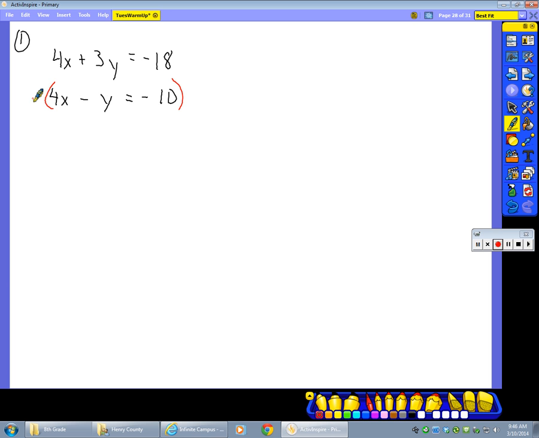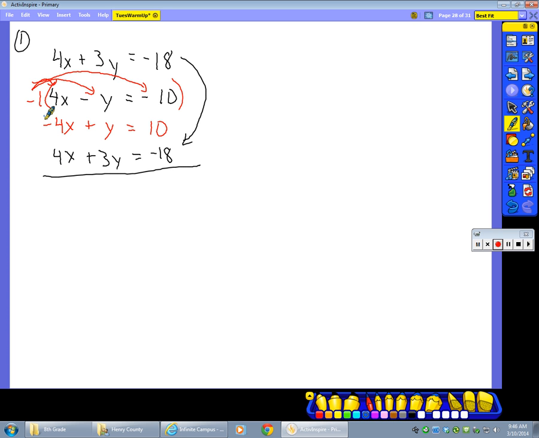Yeah, that's right. I'm going to multiply this by negative 1, because watch what happens. All right? So a negative 1 times a 4x is going to be a negative 4x. A negative 1 times a negative y is a positive y. A negative 1 times a negative 10 is going to be a positive 10. And so now I'm just going to bring this first equation down here to line it up with the second one. And we have 4x plus 3y equals negative 18.